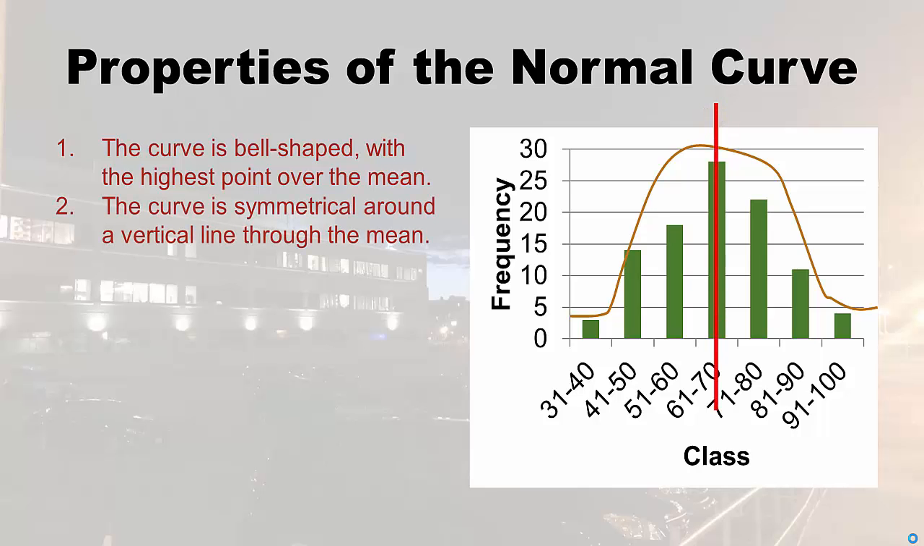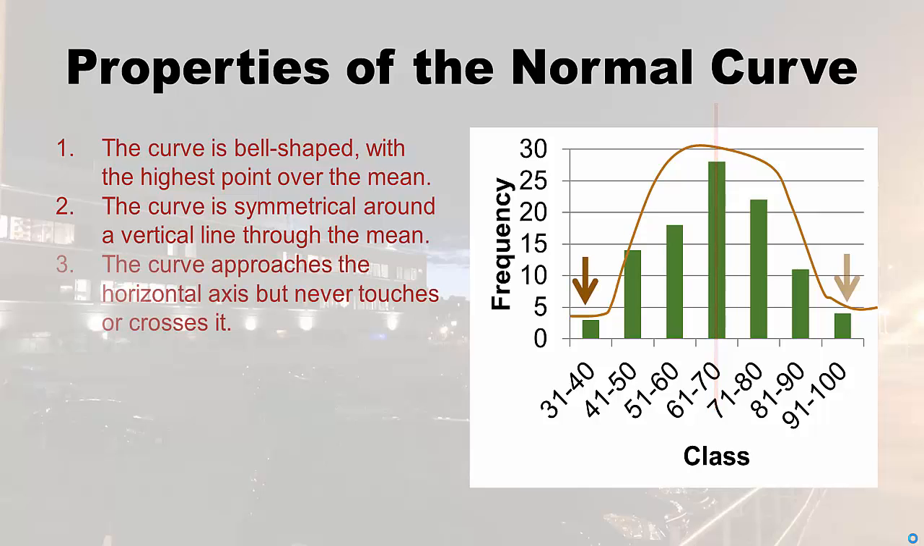Then I also wanted you to notice that the curve is symmetrical with a vertical line through the mean. So there's like a mirror image of the curve on either side. Now it's not perfect, obviously, but it should be roughly like that. And this is not true of skewed or bimodal or these other things we've been talking about.